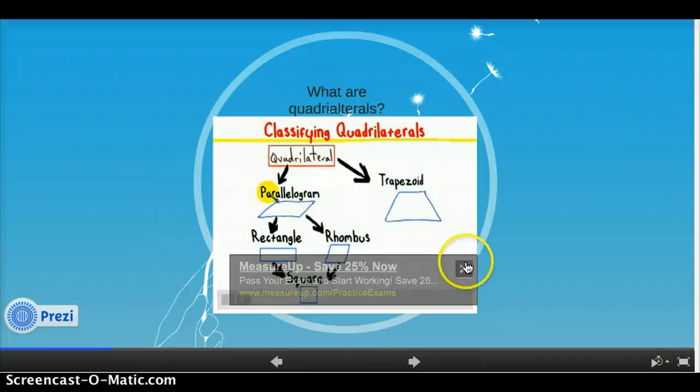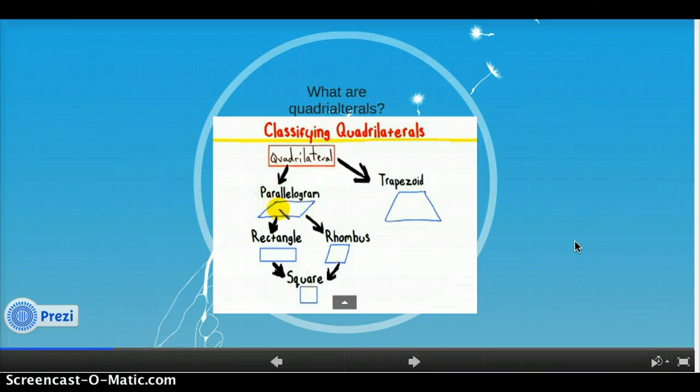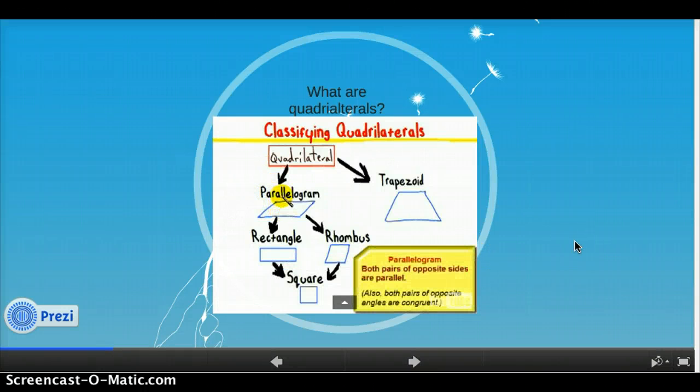The first quadrilateral is going to be a parallelogram, where both opposite sides are parallel. So these two sides are parallel to each other, and these two sides are parallel to each other. So we have two sets of parallel lines. Next one that we're going to look at, which is a parallelogram, is a rectangle. A rectangle has four right angles. And again, just like a parallelogram, opposite sides are parallel.